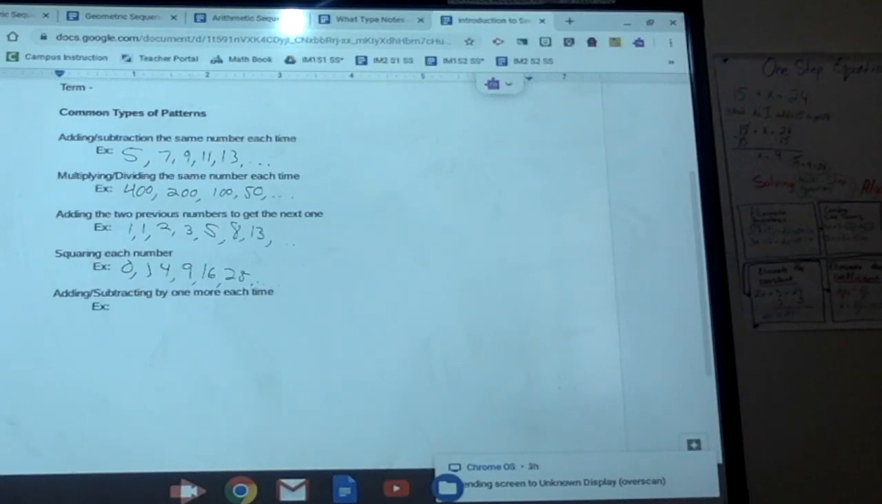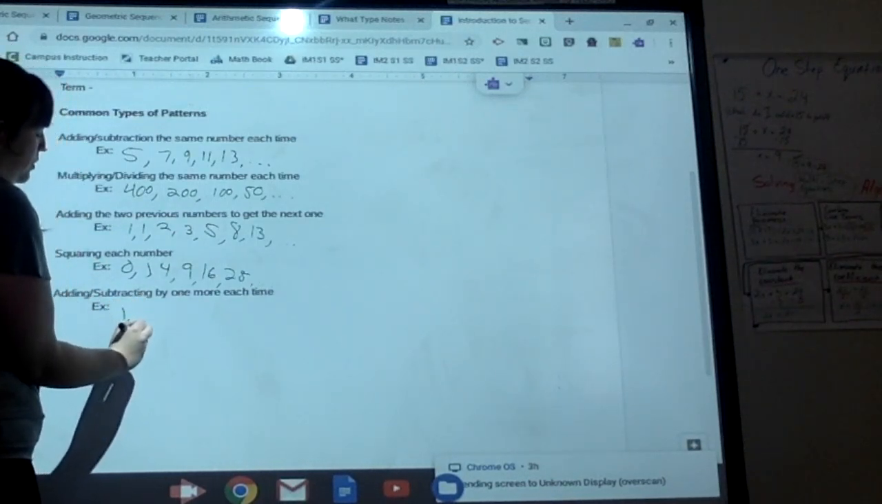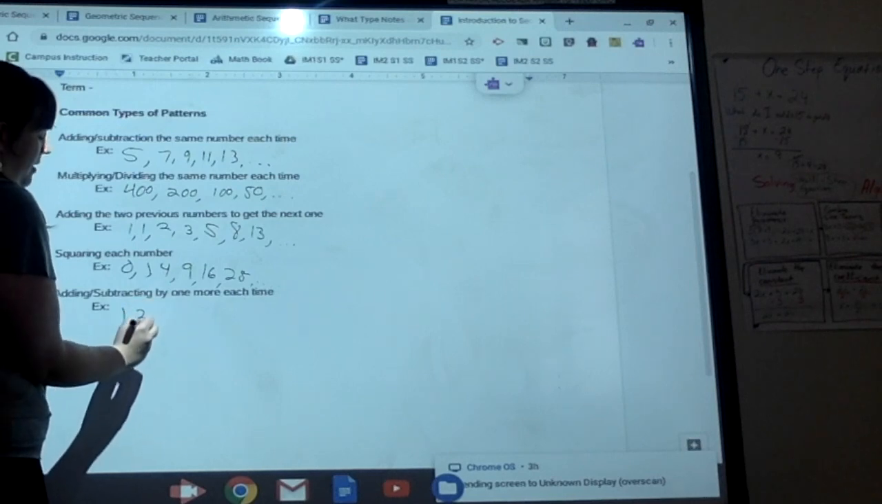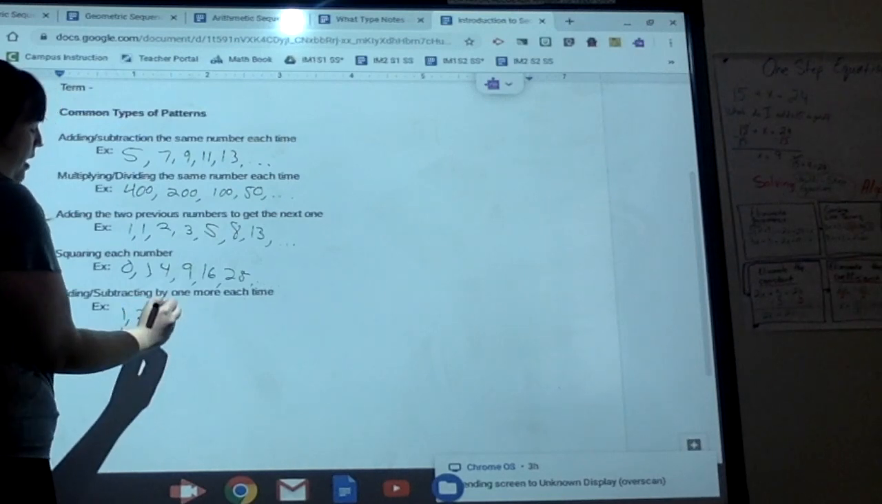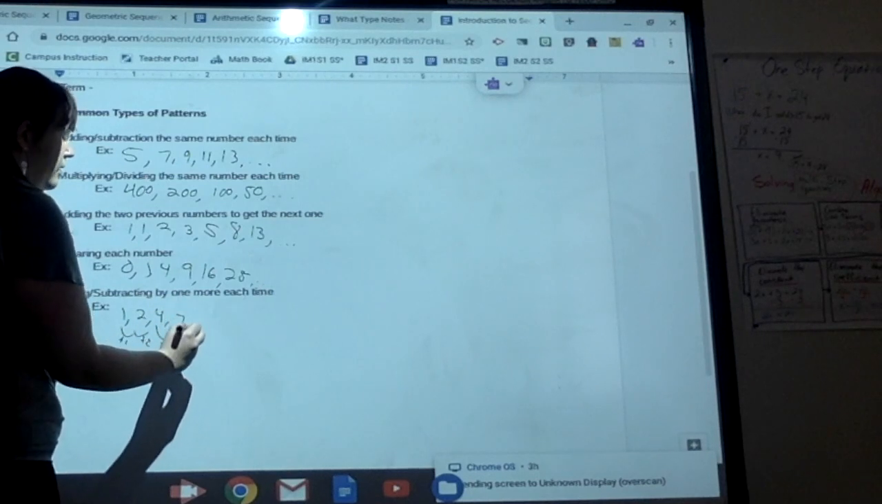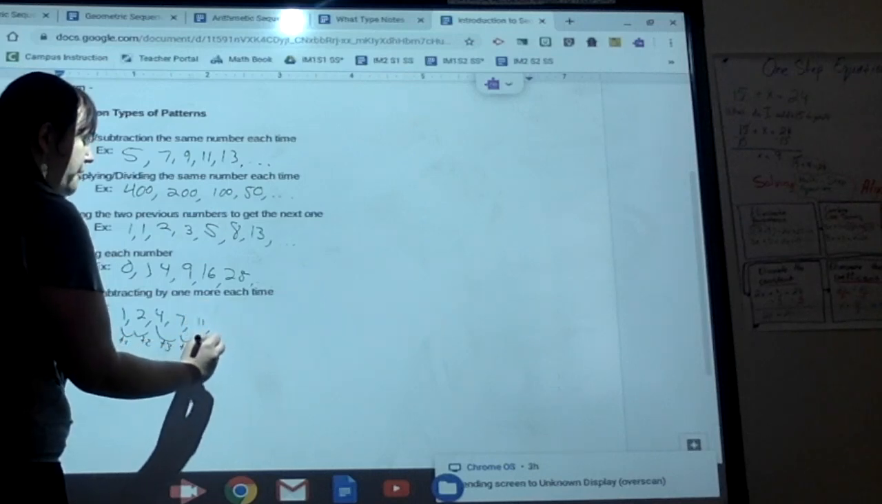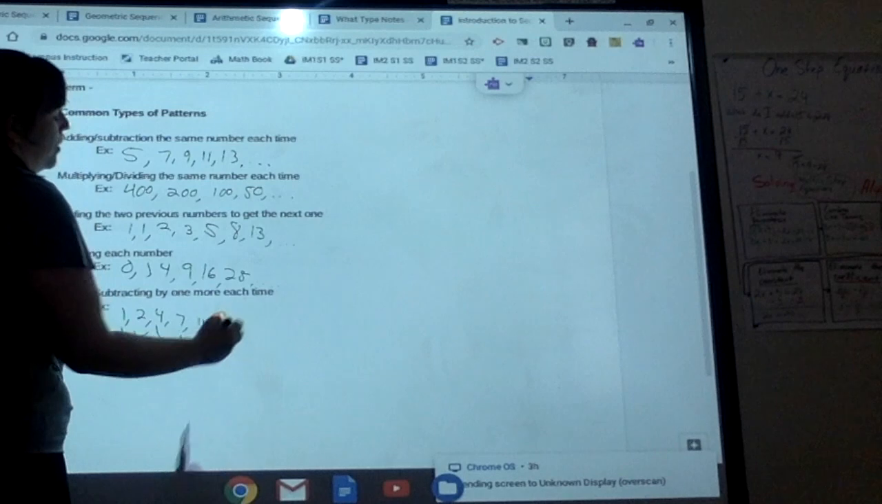Then there's patterns where the pattern isn't the numbers, but the pattern is what you're adding. So for example, what if I add or subtract by 1 more each time? So my pattern is that what I'm adding by is changing by 1. So like if I start by 1 and I first add 1, then I get 2. Then, if I want to add 2, I'd get 4. Then, if I want to add 3, I'd get 7. Then, if I add 4, I get 11. Then, if I add 5, I get 16, and so on.